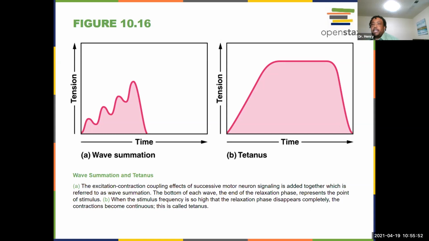But in this case, you're looking at it, so your twitch initially starts off light, then it gets a little stronger, and then a little stronger, and then a little stronger. So that's kind of like your wave summation curve here. And then your tetanus one is, like I said, you're just overstimulated. It's like, bam.